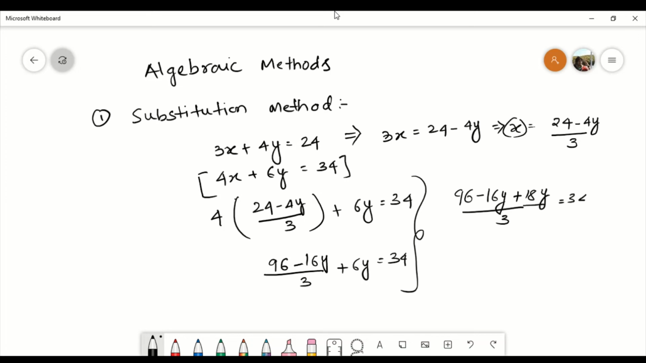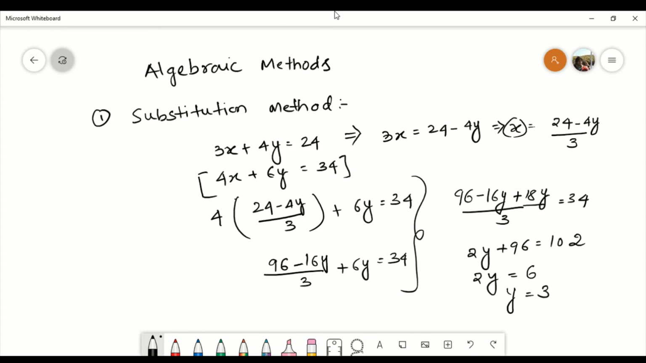equal to 34, which is 2y plus 96 equal to 34 into 3, which is 102. So 2y is 102 minus 96, which is 6. So y is equal to 3.